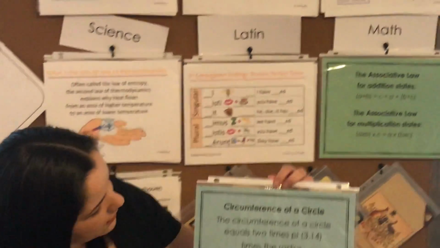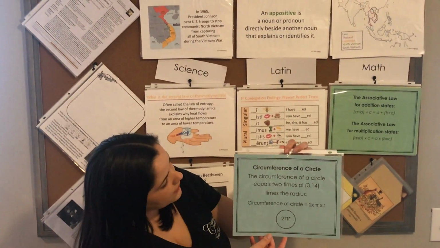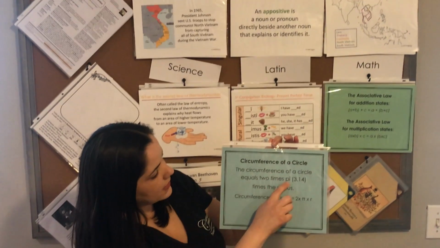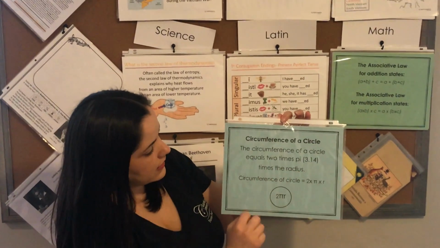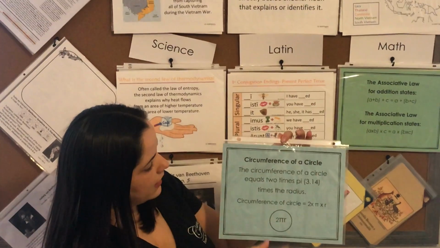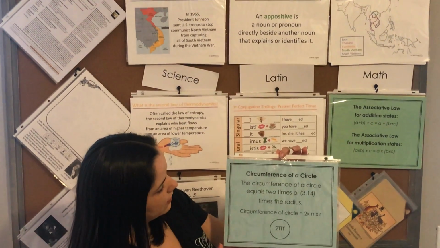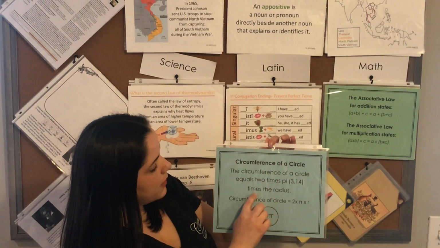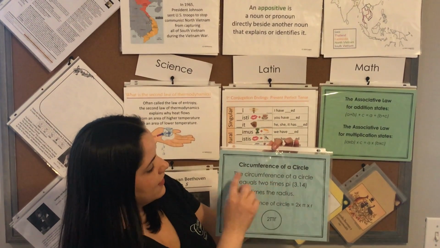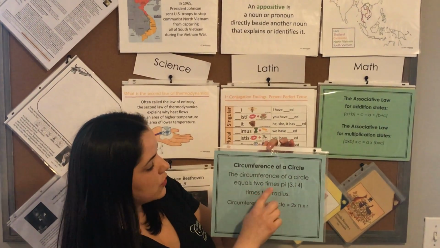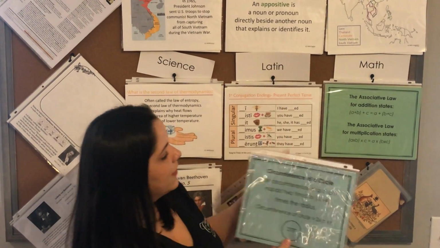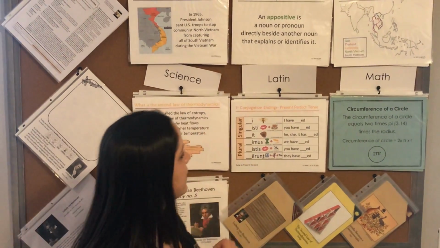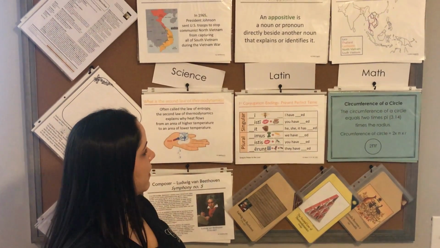And for math, today we're talking about the circumference of a circle. So the circumference of a circle equals 2 times pi times the radius. And then the jingle that we've been learning, this is actually the last portion of the jingle. And it goes like this. The circumference of a circle equals 2 times pi times the radius. All right, and I'll send you guys again the link for the entire song, or the video for the entire song. Now we'll move over to our Latin.